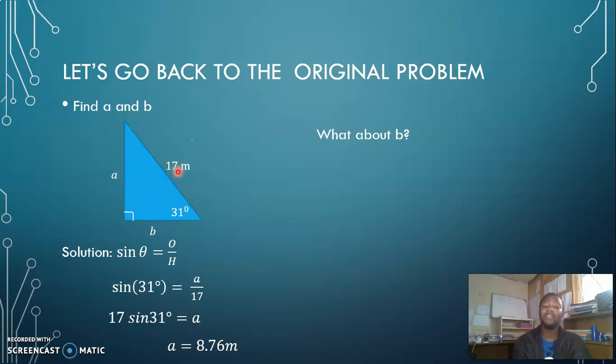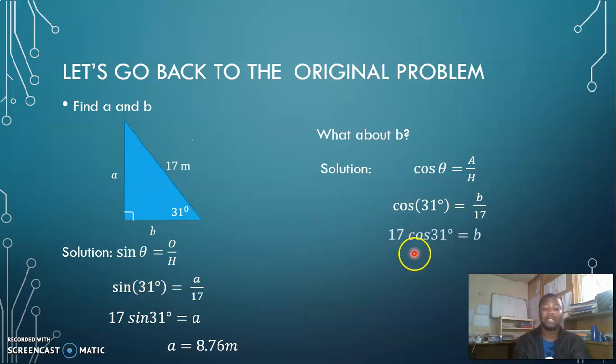So what is it? It's cos theta. So cos theta is equal to A over H. And then our substitution will be to substitute this 31 degrees here, and then substitute this B here, and then 17 here. And then we'll cross multiply it in the same way as we did here. And then we'll get something like this. We'll get 17 cos 31 degrees, which is equal to B.